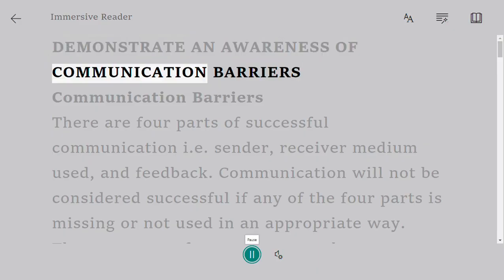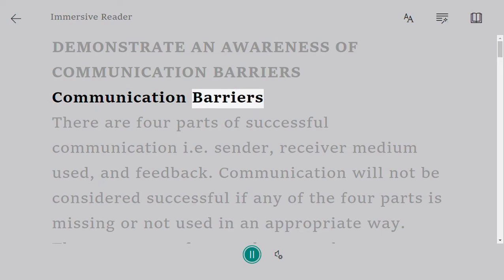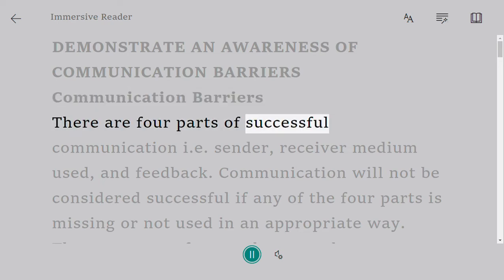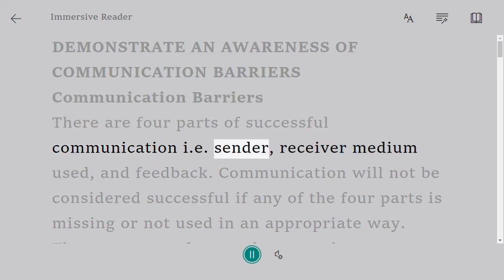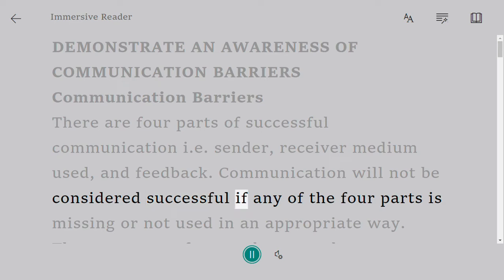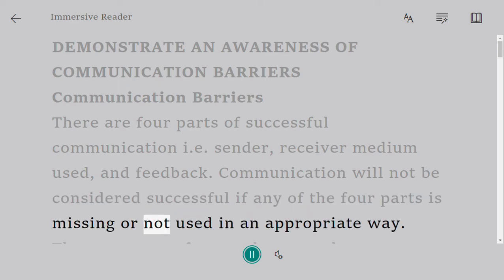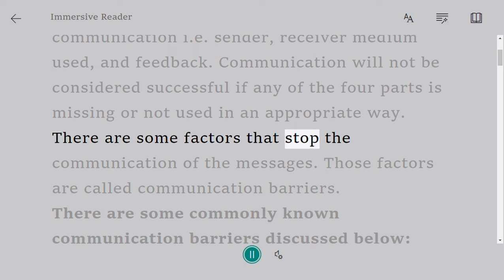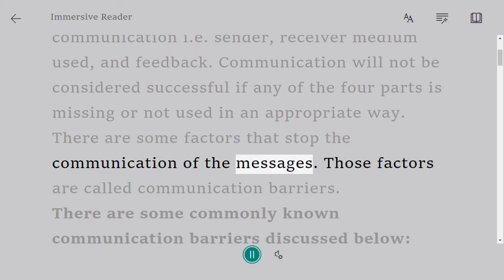Demonstrate an awareness of communication barriers. There are 4 parts of successful communication, i.e. sender, receiver, medium used, and feedback. Communication will not be considered successful if any of the 4 parts is missing or not used in an appropriate way.